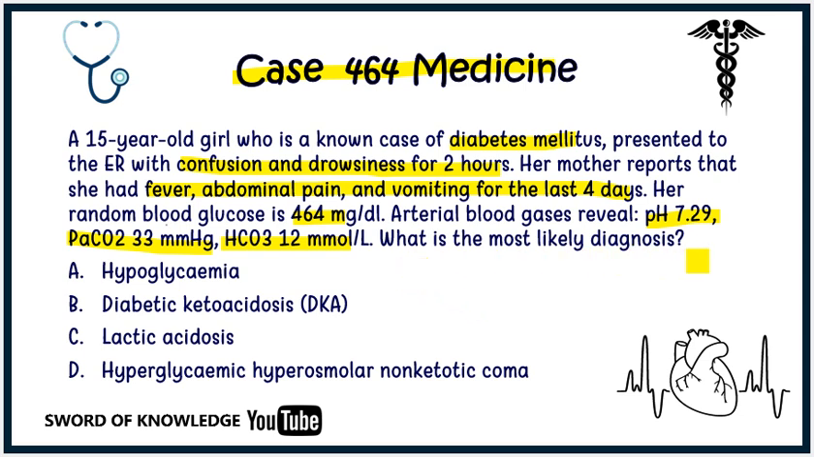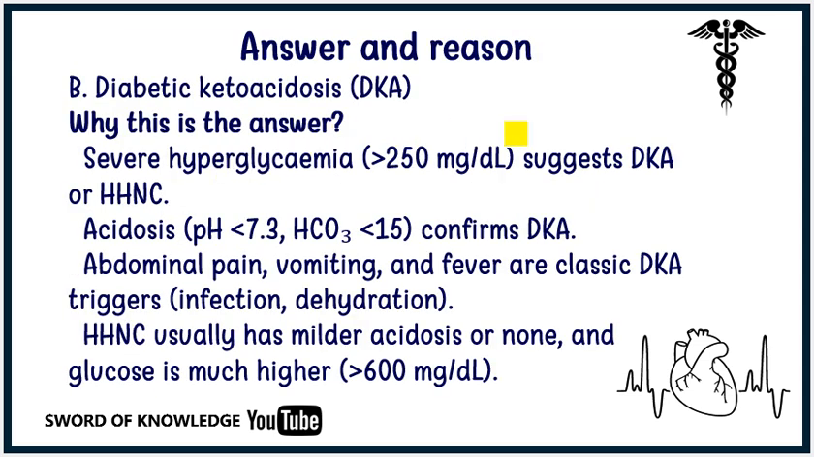So, what is the most likely diagnosis? A, hypoglycemia; B, diabetic ketoacidosis, also known as DKA; C, lactic acidosis; and D, hyperglycemic hyperosmolar non-ketotic coma. I'm going to give you 5 seconds so you can think about it and answer by yourself. Yes, the answer is B, diabetic ketoacidosis, also known as DKA. So let's discuss why this is the answer.